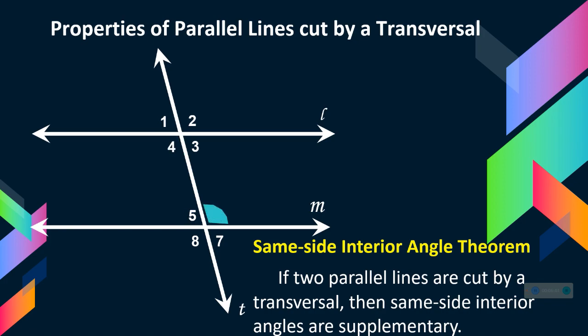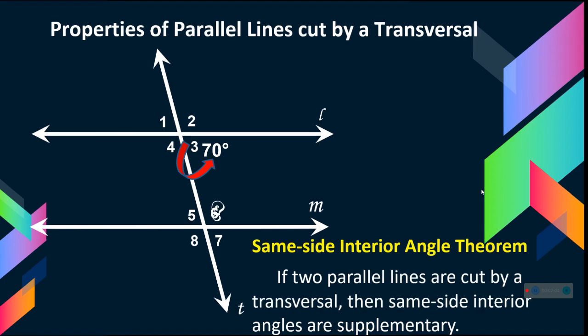And another pair is angle 6 and angle 3. Okay? So if you are given angle 3, which is 70 degrees, what should be the measure of angle 6? Okay, that's correct. We have here 110 degrees. Again, they are supplementary. Okay, any question?